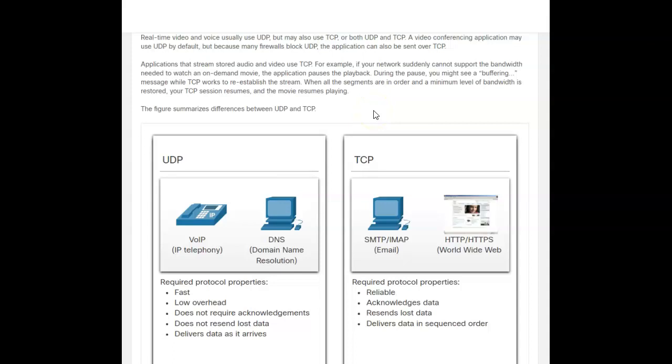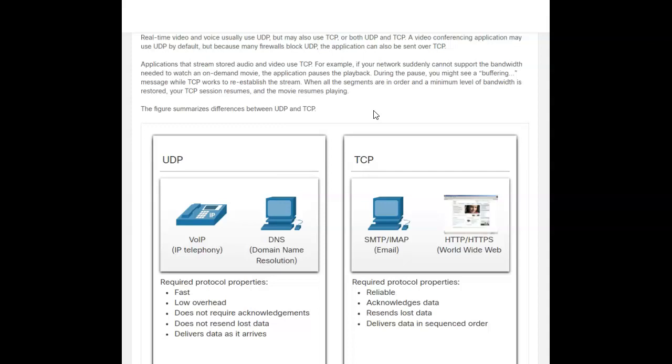So when you're thinking about the choices you have, just remember, UDP is used in things like voice over IP and DNS because it's fast, has low overhead, and doesn't require any acknowledgement. It doesn't resend lost data packets. It delivers data as it gets there, so there's no queuing of data, nothing.